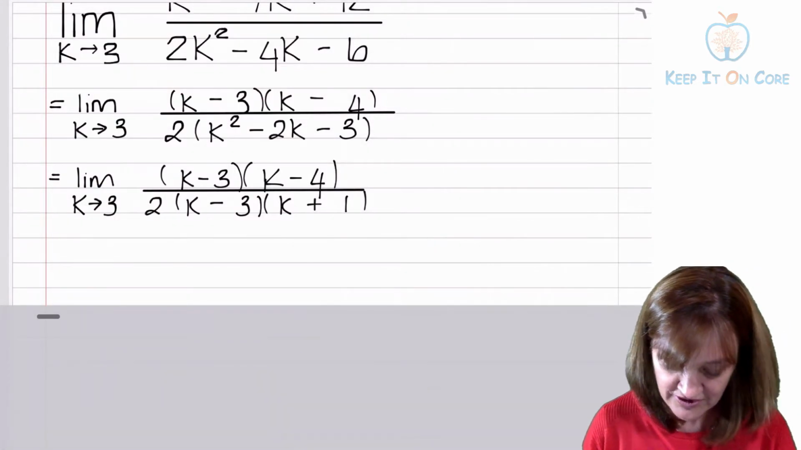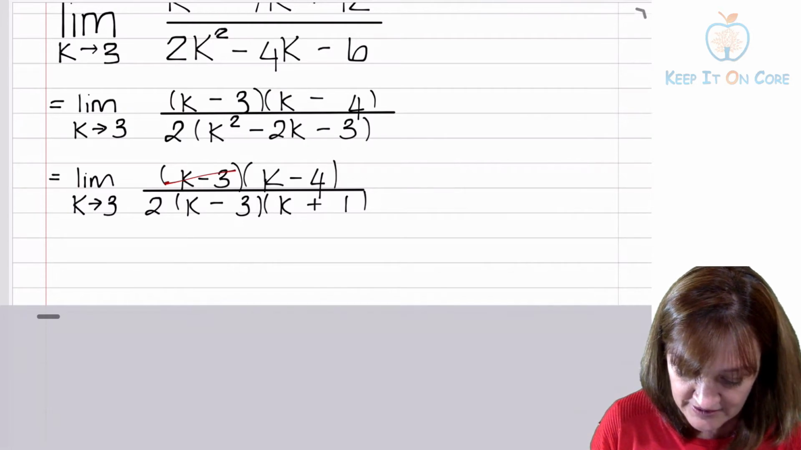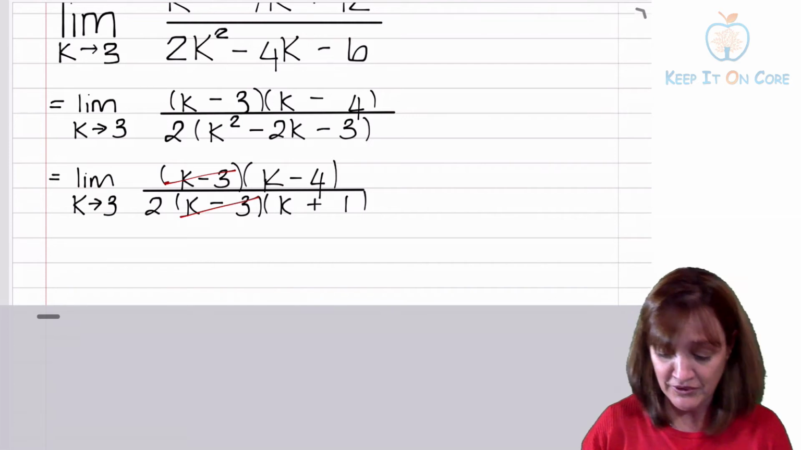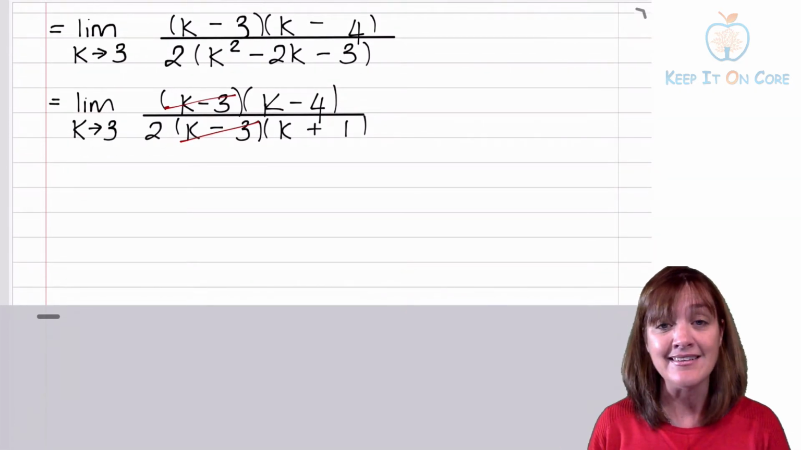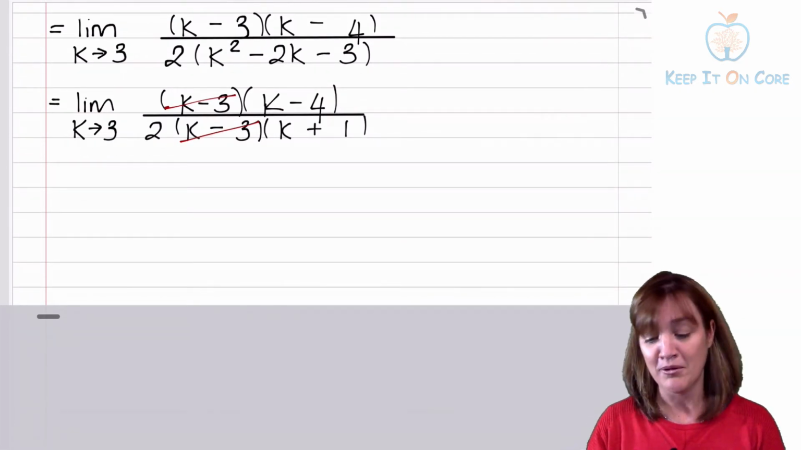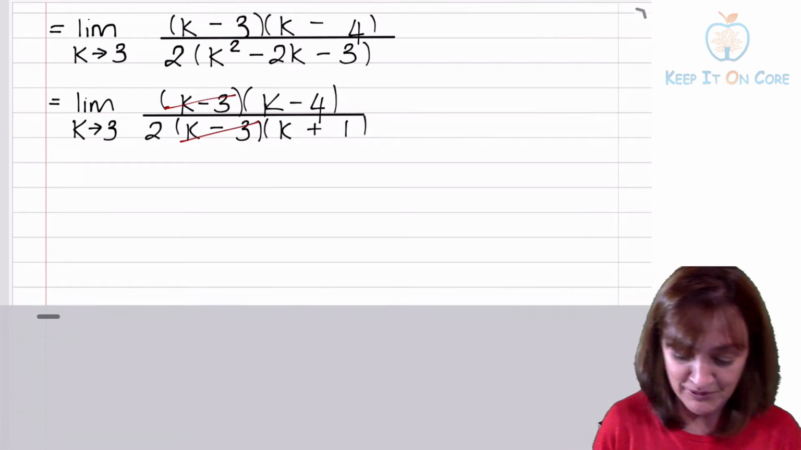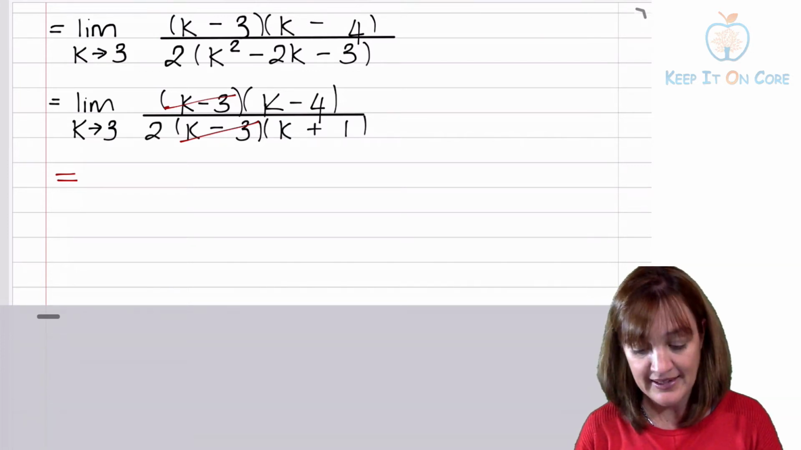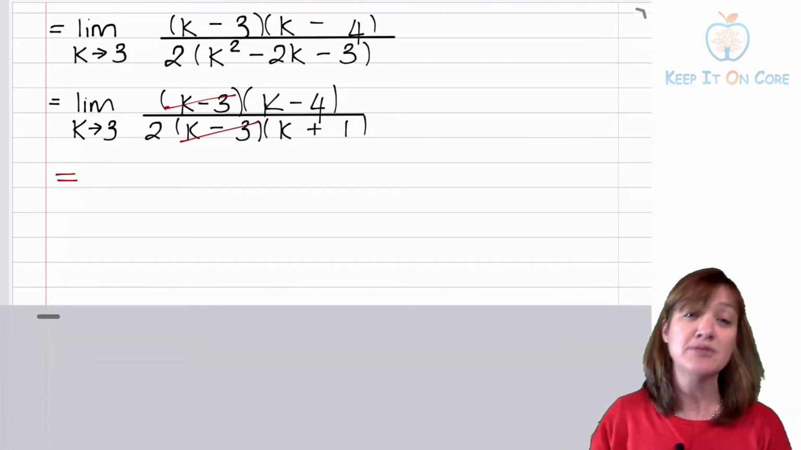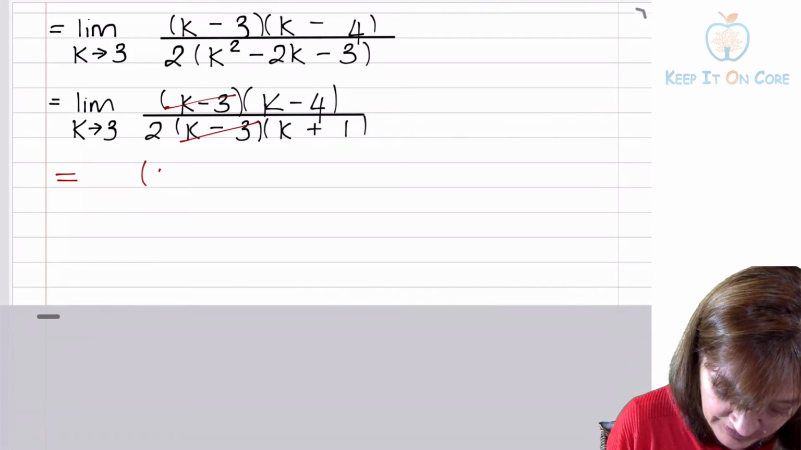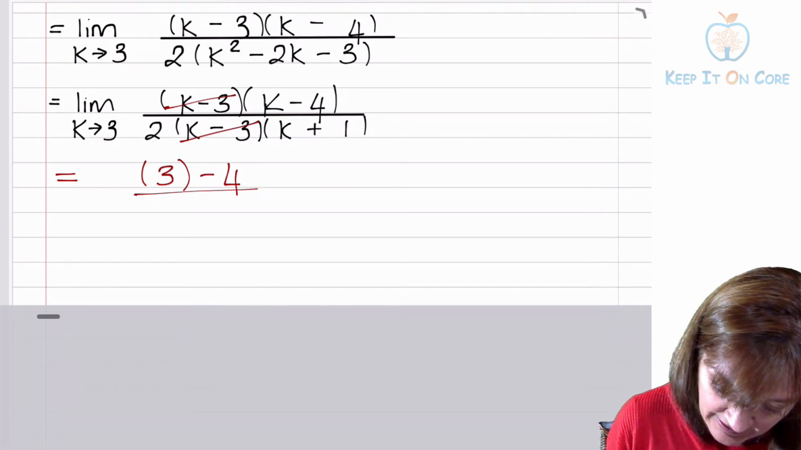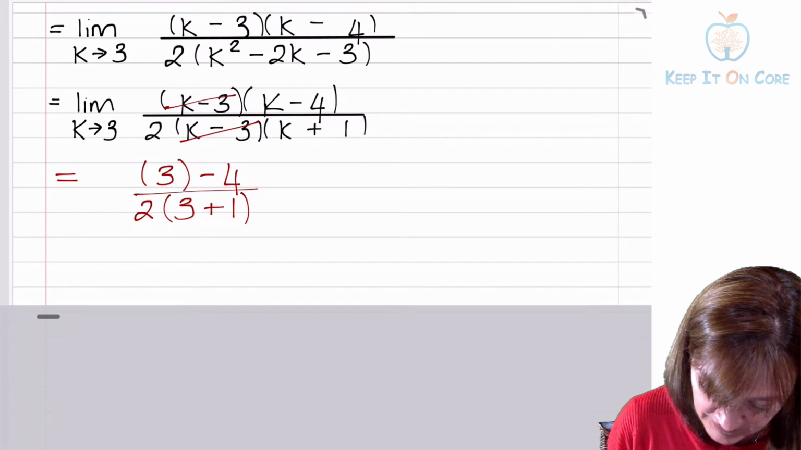Okay, so now do you notice? I've got a k minus 3 at the top and I've got a k minus 3 at the bottom, and they are going to cancel beautifully, all right? So now the fact that they've canceled actually solves your problem of having an undefined fraction, because look here. Now what I'm going to do is I'm going to say equals, and I'm not going to write k tending towards 3 because I'm actually substituting 3 into the k's now, all right? So we've got 3 minus 4 over our 2, and instead of k, we've got 3 plus 1, okay?